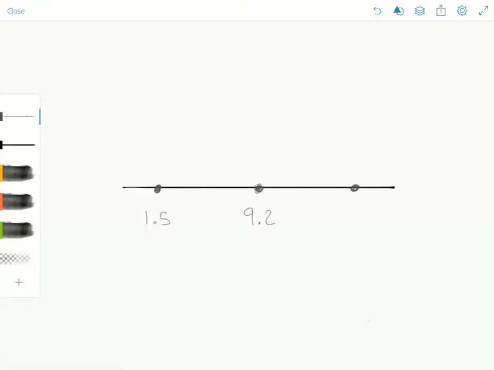Okay, this is a slightly more difficult midpoint problem. I've used simple decimal numbers in order for you to see why you might need to apply this strategy. So we know the midpoint formula is x sub 1 plus x sub 2 divided by 2. We just average the 2 points on the end.